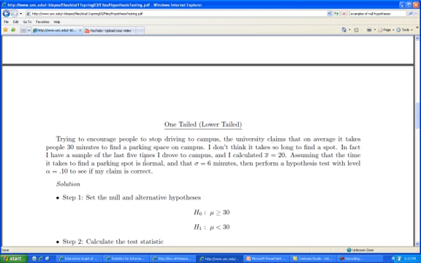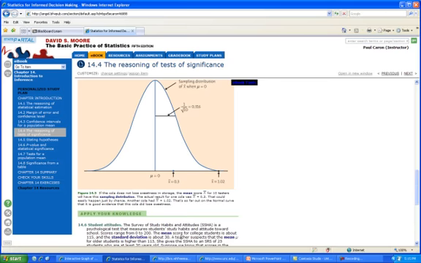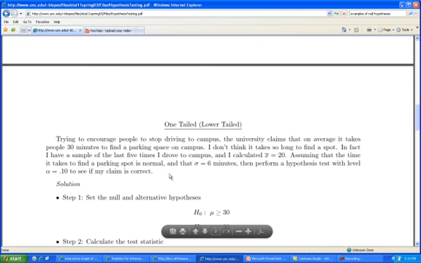In fact, I have a sample of the last 5 times I drove to campus. I calculated my time to be 20. So my sample is 20 out of 5 times. Assuming that the time it takes to find a parking spot is normal, a normal curve. That's what it means, normal curve. Then the standard deviation is 6 minutes. Perform a hypothesis test to see if it is significant. And we're going to set it at 0.10, so that's 90%.